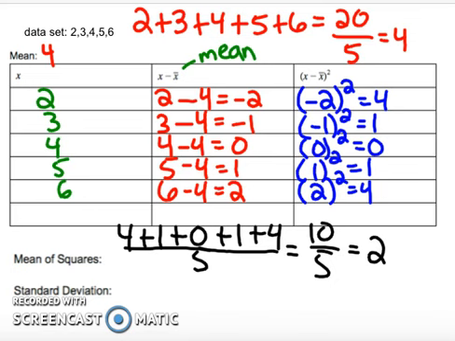Your very last step to find the standard deviation is to take the square root of this mean number. So I would take the square root of 2, which is about 1.4. And so 1.4 would be my standard deviation of this data set.